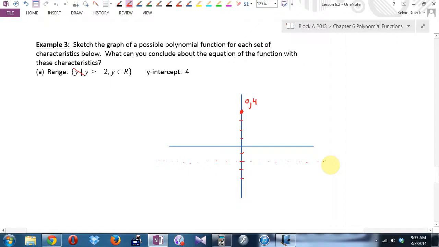What's a possible graph that satisfies this? Could this be linear? Could this be quadratic? Possibly. Could this be cubic? No, it's got to be a parabola. And, okay, I'm not sure where the vertex is. The vertex could be here. The vertex could be there. I'll just put the vertex there. It would look something like this.